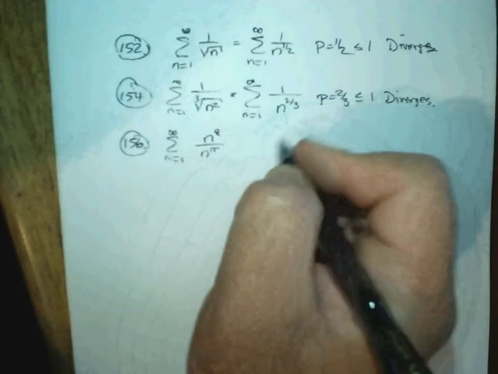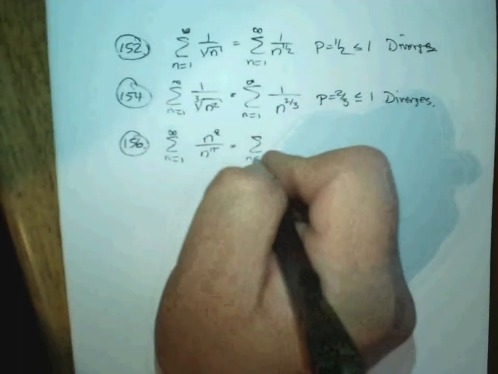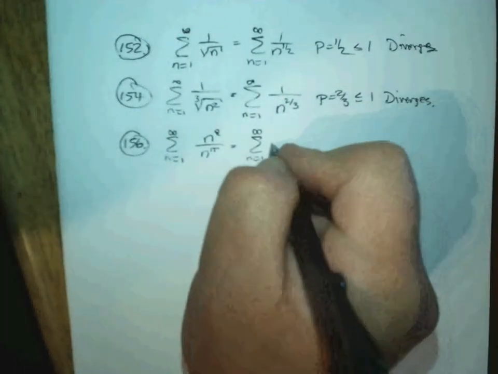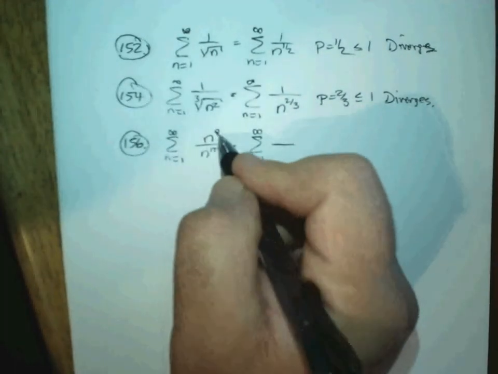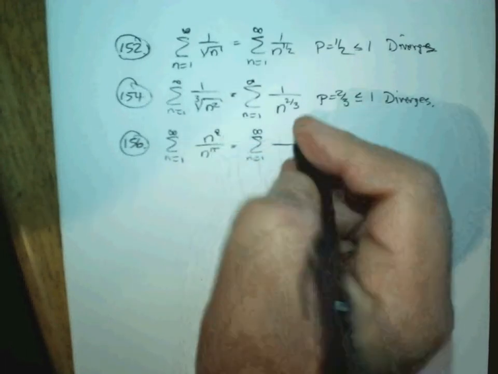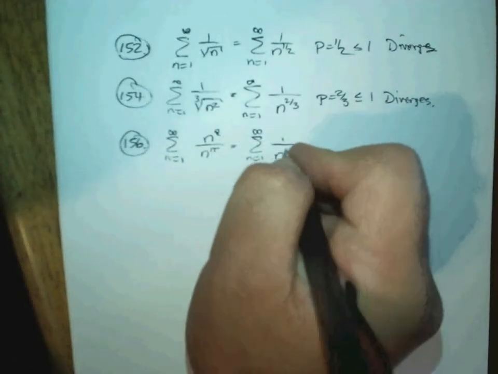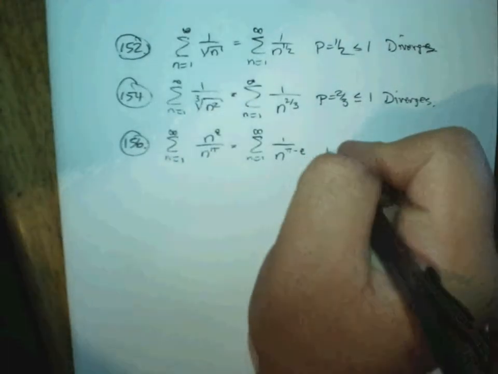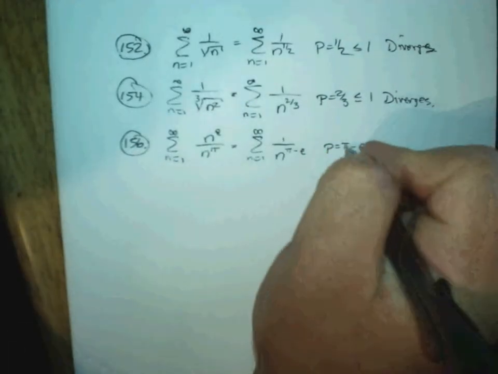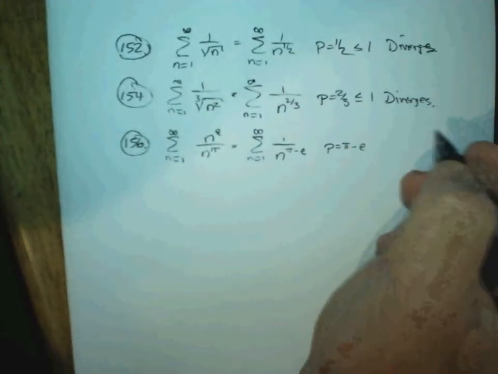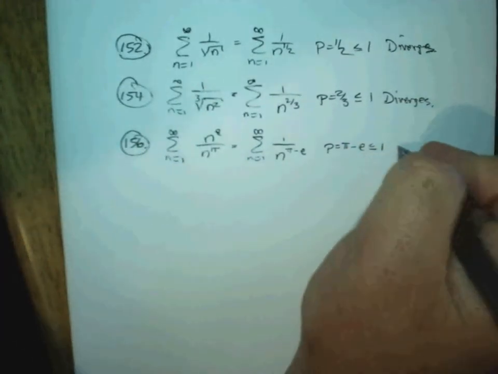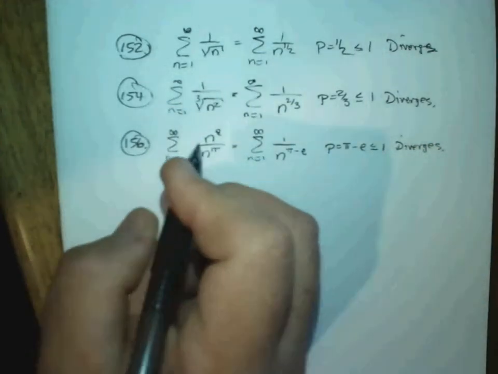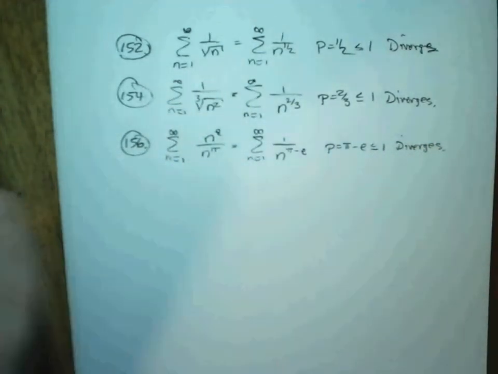We have n to the e over n to the pi. We want to write this as a p-series, so we want the n to be in the denominator. So think of this as n to the e minus pi, which if you flip it down is 1 over n to the pi minus e. Okay? The p-value is pi minus e, 3.14 roughly minus 2.7 roughly. That's less than or equal to 1. So this diverges.